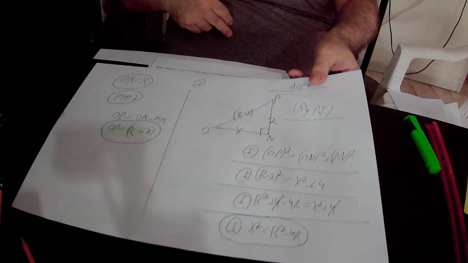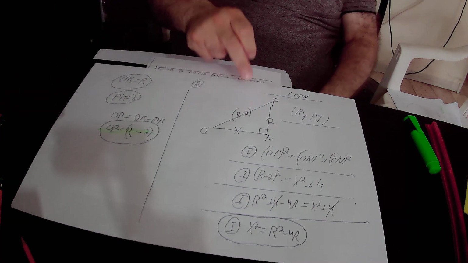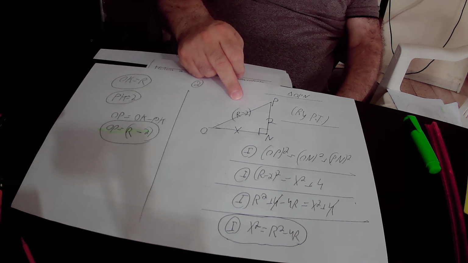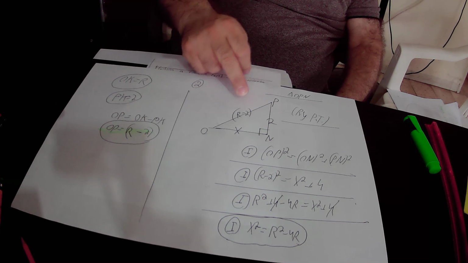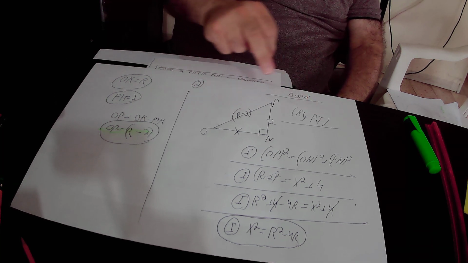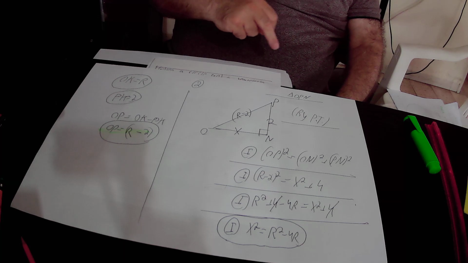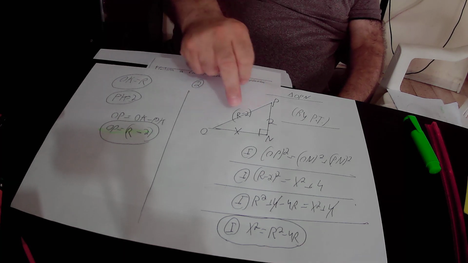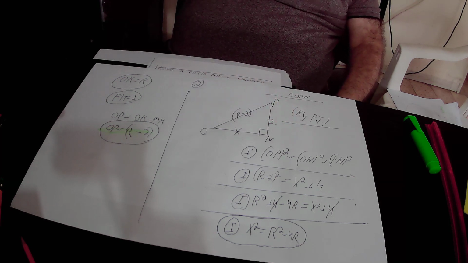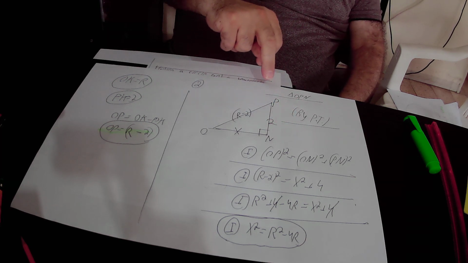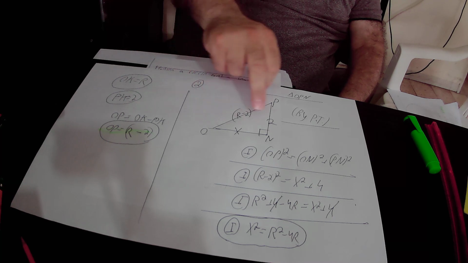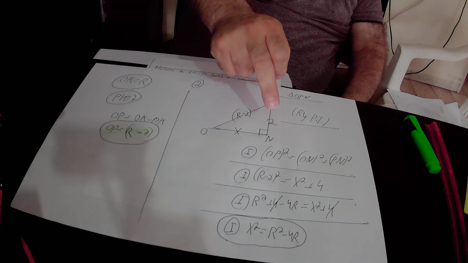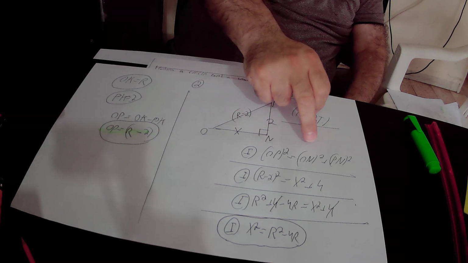So I copied the right triangle OPN in this page, and we implement the Pythagoras theorem on the right triangle OPN. According to the Pythagoras theorem, the square of the hypotenuse equals the sum of the squares of the perpendiculars. The hypotenuse is OP, so OP squared must be equal to NO squared plus PN squared. This is equation number 1.